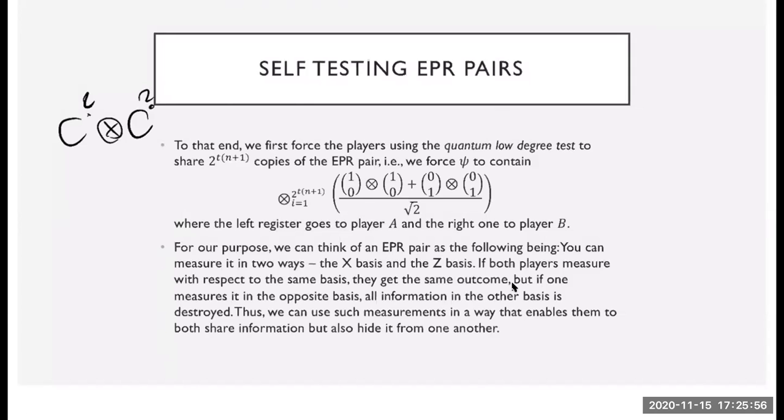Okay, so there is this notion of measuring using the x basis and the z basis. So we have here C squared, this C to the something is actually the tensor product of C squared a large amount of times.